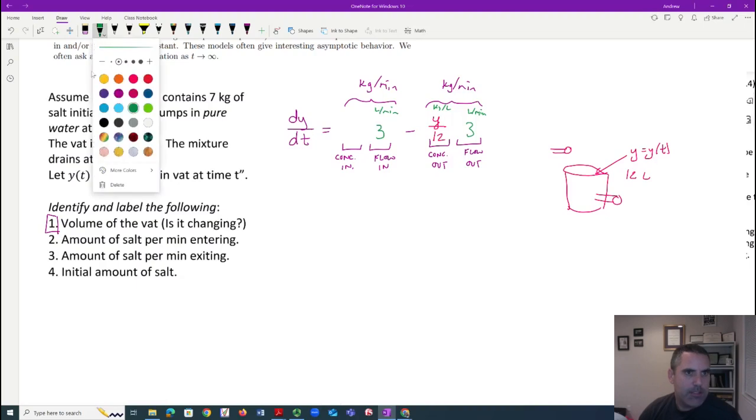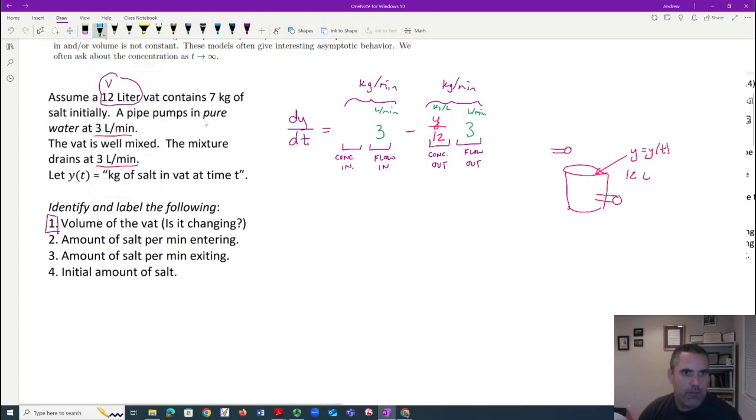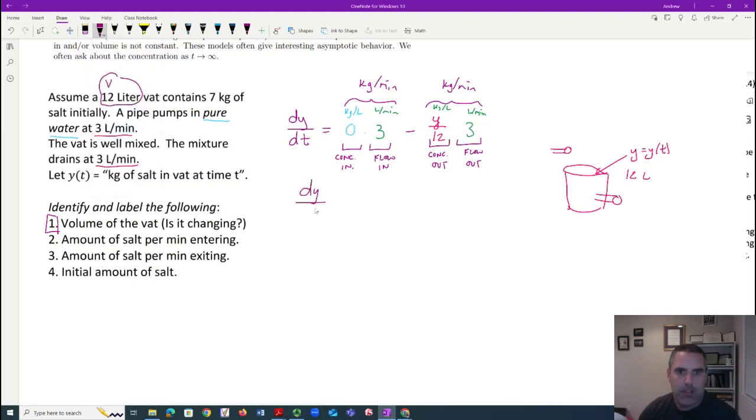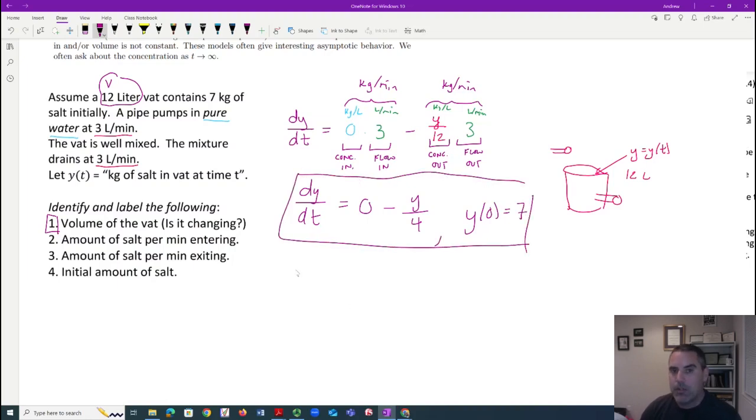The other one, in this case, it says pure water. The fact that it says pure water is telling you there is no salt in this. And now we got it. So in this case, you would say dy dt is 0 minus, and then we could simplify this, y over 4. And the initial amount of salt is 7. That's what's up here.